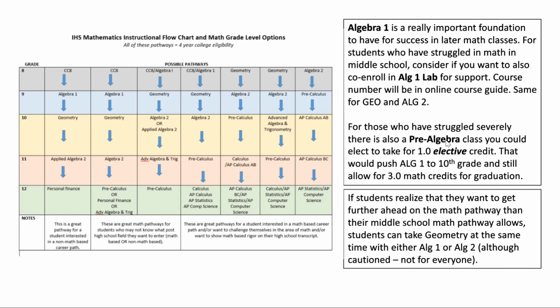We also have a course that's not listed in this chart called pre-algebra. So for any student that's feeling not ready to go on to Algebra 1, they can take pre-algebra in 9th grade for elective credit, and then start Algebra 1 in 10th grade and still have 3 years left to complete their math credits for graduation. And that still allows them to finish high school with Algebra 2. So they can take pre-algebra in 9th grade, Algebra 1 in 10th grade, Geometry in 11th grade, and Algebra 2 or Personal Finance their senior year.